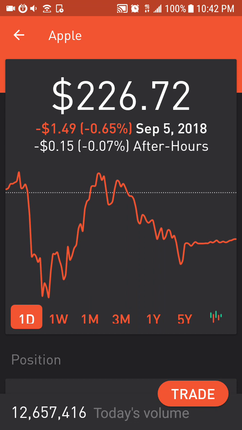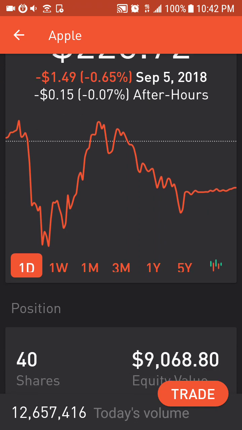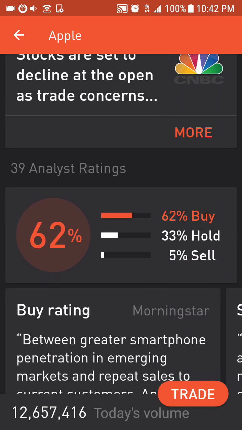Today I'm going to go over a new feature that came out recently on Robinhood. Now users can use candlestick charts to help with trading. I wouldn't say Robinhood is the most robust platform, but it's definitely heading in the right direction with features like candlestick charts, analyst ratings. Let me scroll down a bit just so you know what I'm talking about.